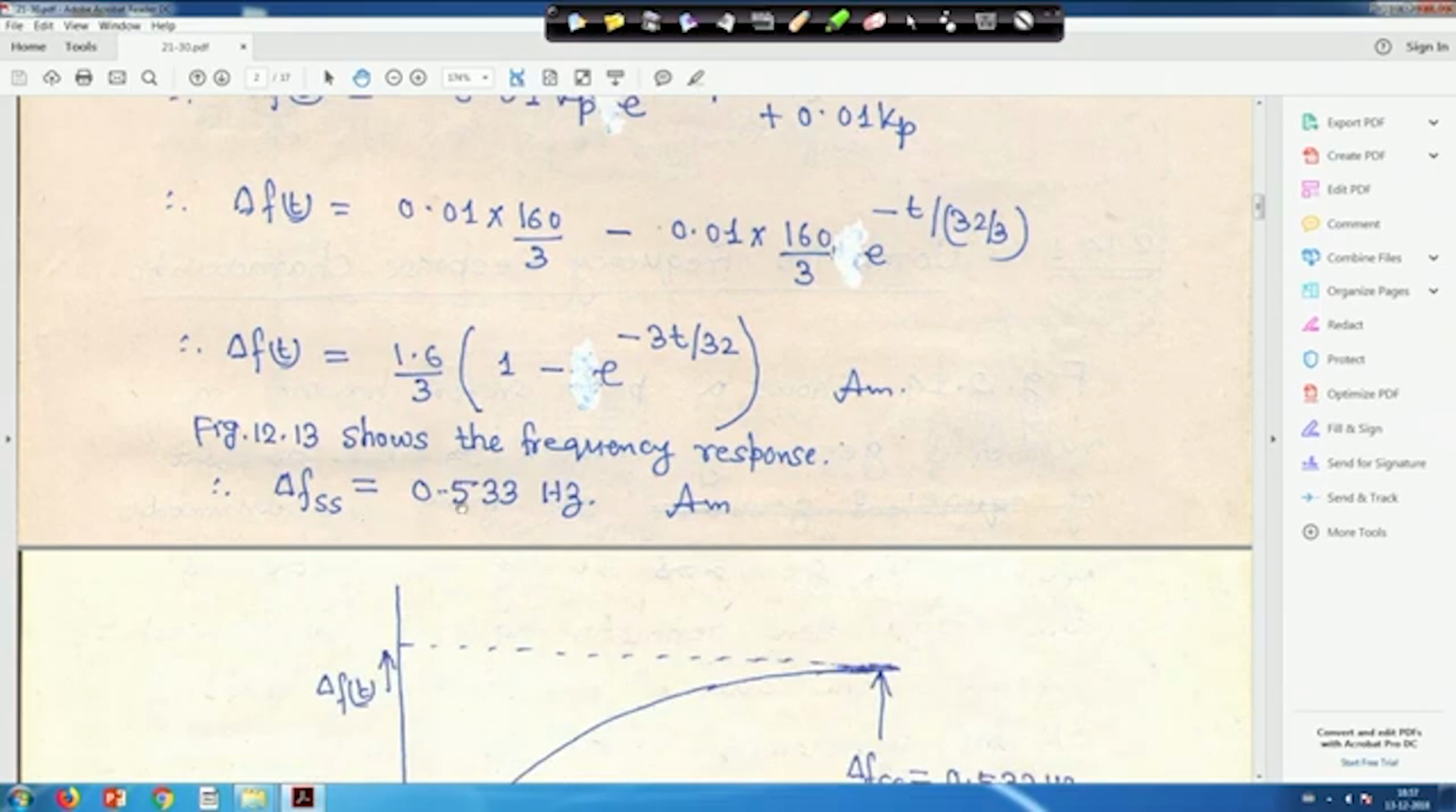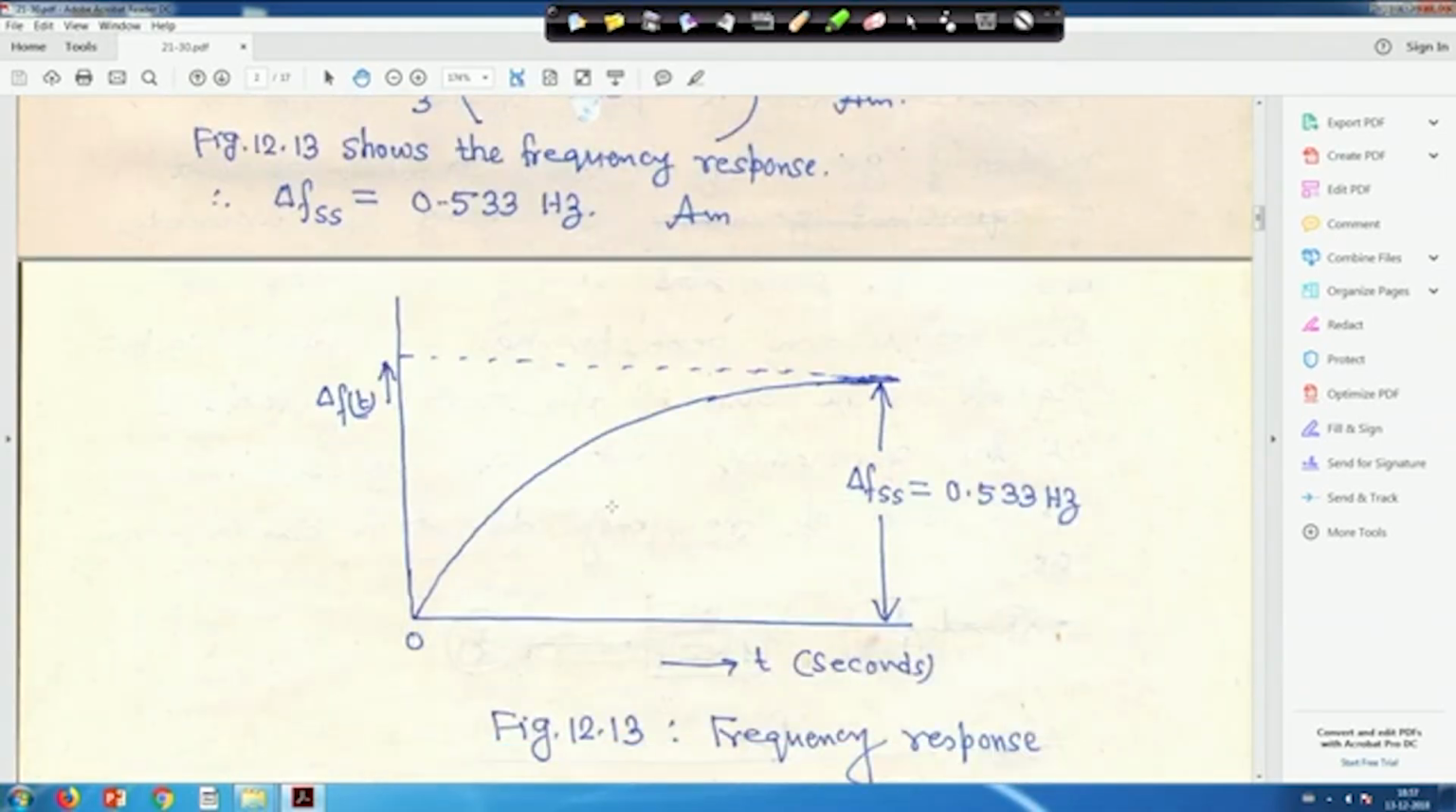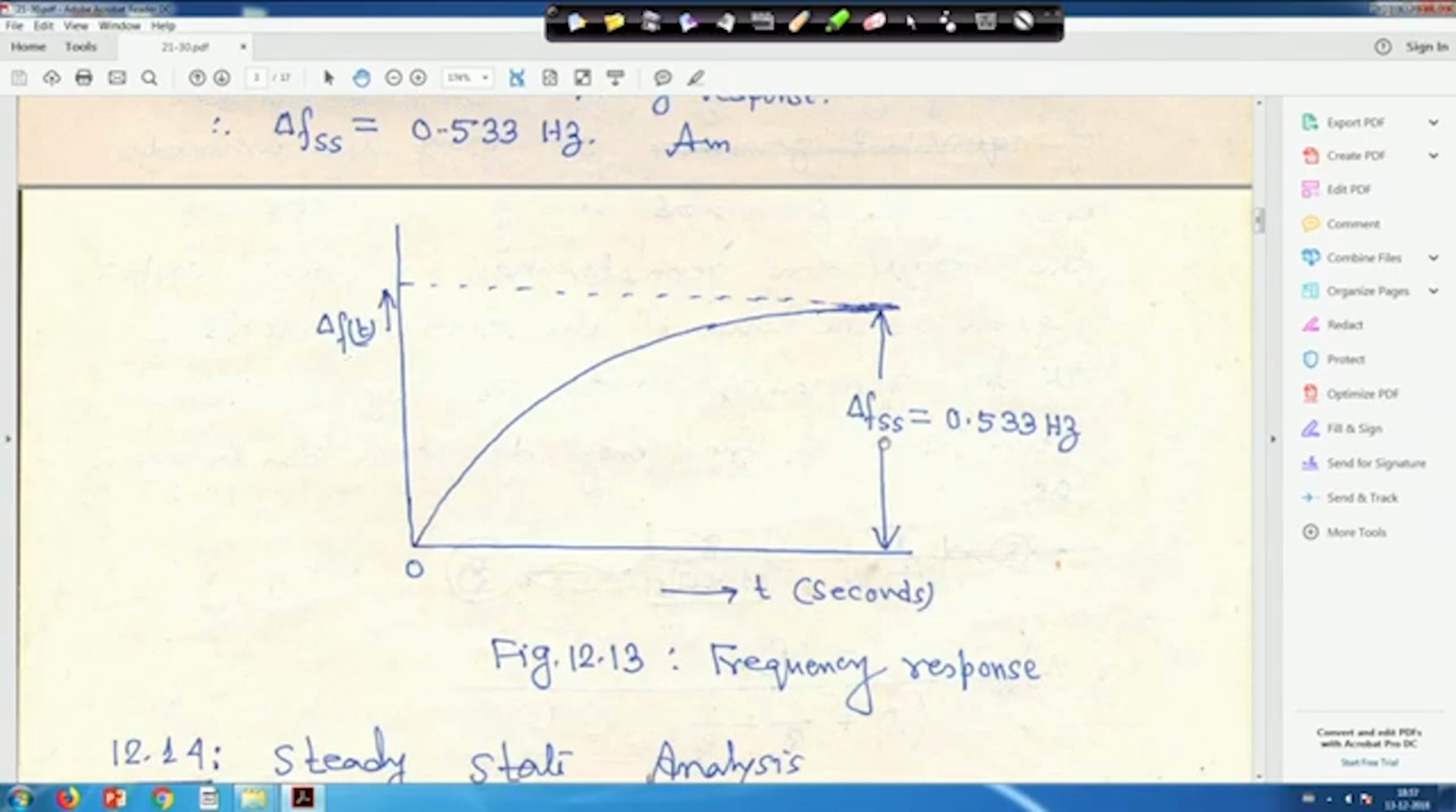So, delta F steady state will become 0.53. This is the steady state error, right, and this is the plot of delta F(t) versus delta F steady state. So, this is the steady state value, right. So, load increase or load decrease, whatever it is, you can do it easily. This is a special case, right.